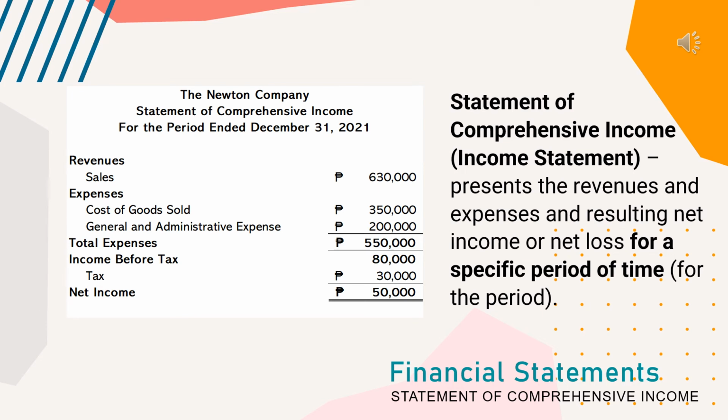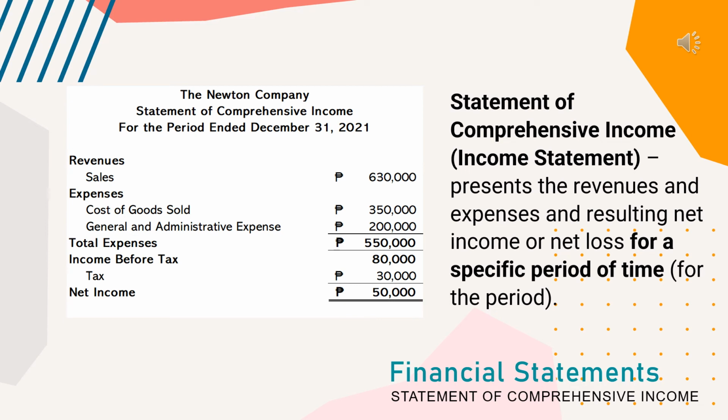Now let us consider the statement of comprehensive income, or known to many as income statement. The statement of comprehensive income basically reports the measures of financial performance, the revenues, and expenses. Notice the heading of the sample statement of comprehensive income in the slide. Unlike the statement of financial position, the balances shown in the statement of comprehensive income is for the period, or for the year ending December 31, 2021, as shown in our example.